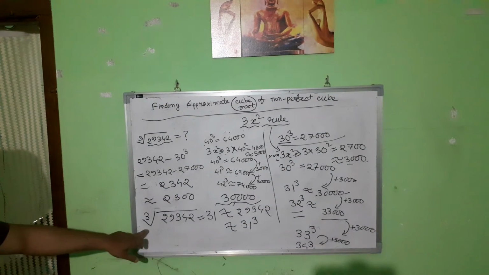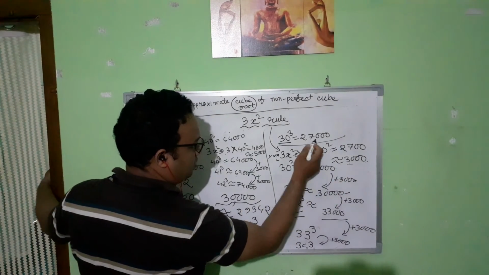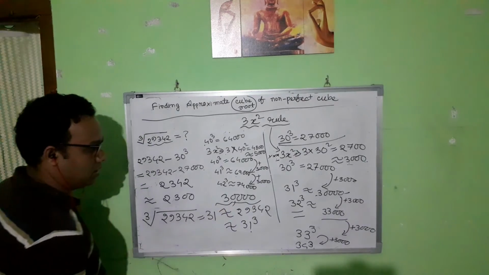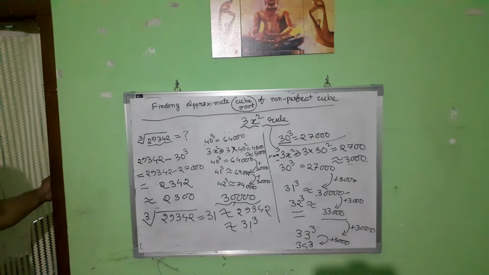30,000. When I add 3,000 to 27,000, now I get 31 cube, and 31 cube is 30,000. Now I say 30,000 is really close to the number 29342.